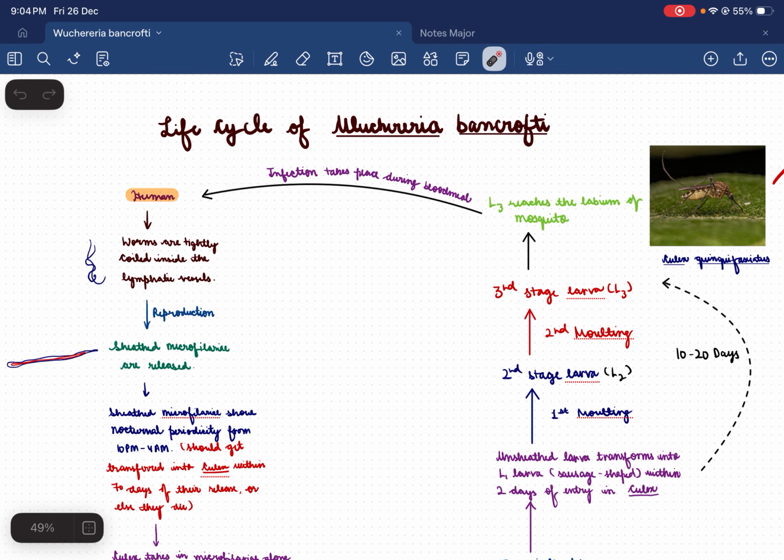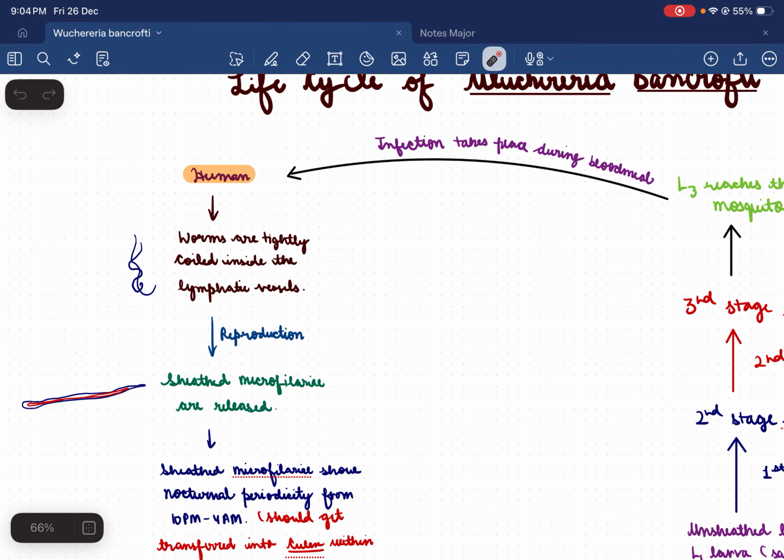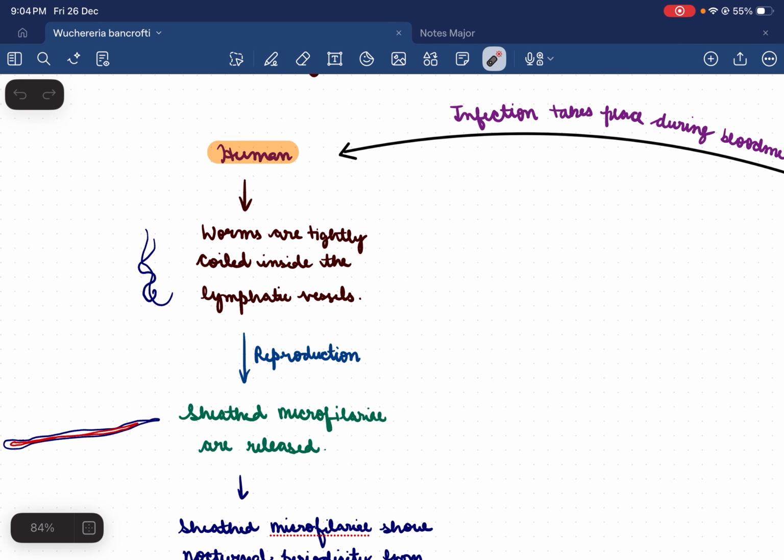Hello, let's look at the life cycle of Wuchereria bancrofti. Starting off with a human being, we assume that this human being is infected with Wuchereria bancrofti, which means there are worms present tightly coiled inside the lymphatic vessels of this human being. Now, notice that I said worms and not worm.